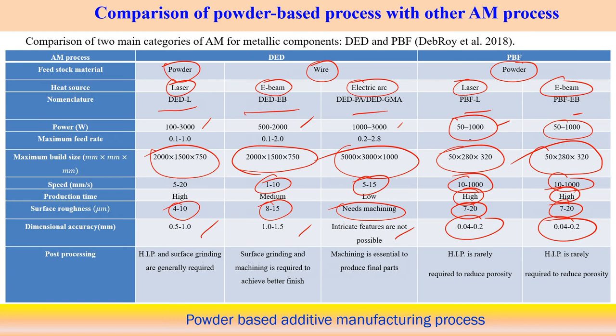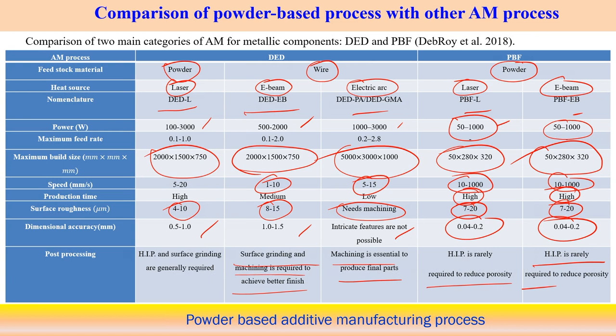Post processing: we can see that surface grinding is generally required, and in the DED process, in the case of wire based technology, surface grinding and machining are definitely required to achieve a better finish. Of course, electric arc machining is essential to achieve good dimensionality of the component. Porosity also needs post processing, and some kind of finishing operation is necessary to achieve the dimensional accuracy.